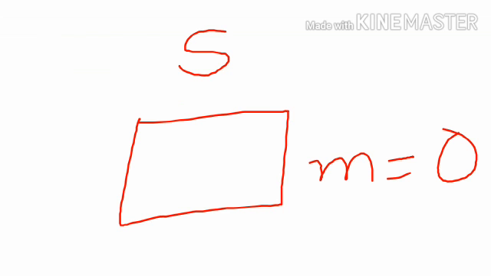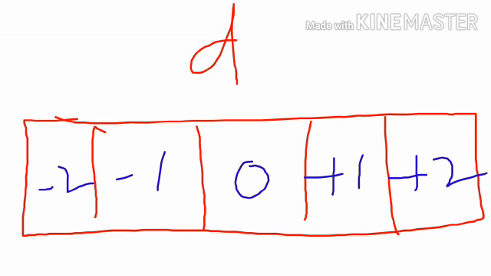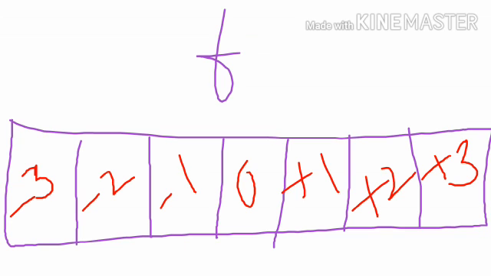That means s subshell has one value for m, that is 0, so s subshell has one orbital. p subshell has 3 values for m, that means p subshell has 3 orbitals. d subshell has 5 m values, that means d subshell has 5 orbitals. f subshell has 7 m values, so f subshell has 7 orbitals.